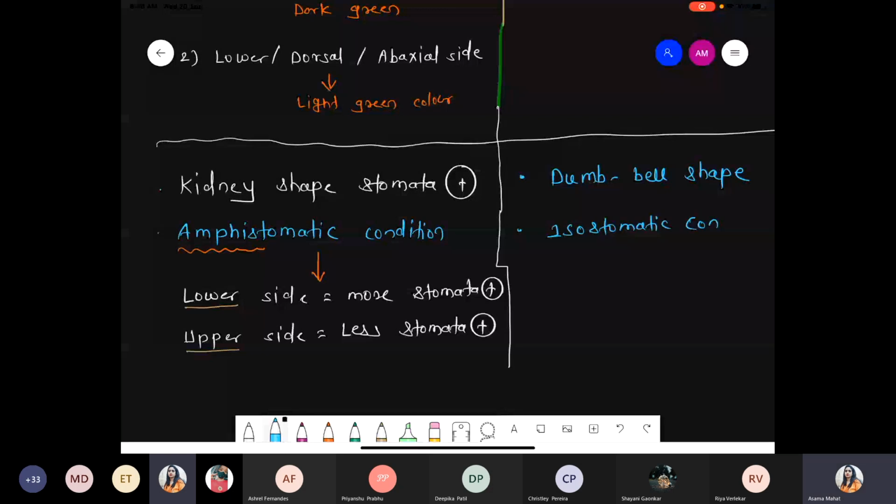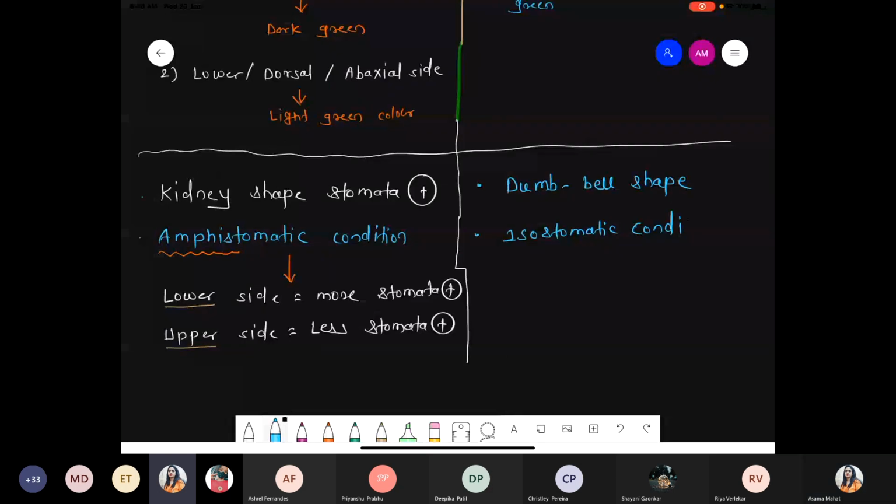Isostomatic condition. What is the meaning of the isostomatic condition? Towards both sides, upper and lower, the number of stomata present is in an equal amount. So simply, both surfaces have an equal number of stomata, equal number. Okay, so that's why these are called the isostomatic condition.